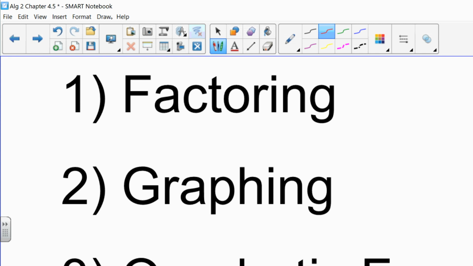Now, these two here mainly work on polynomials of degree 2. There are some ways that we can manipulate them and work with some that are degree 4 or higher, but it requires a little bit more manipulation to be able to use them. However, factoring and graphing can work on these higher degree polynomials.